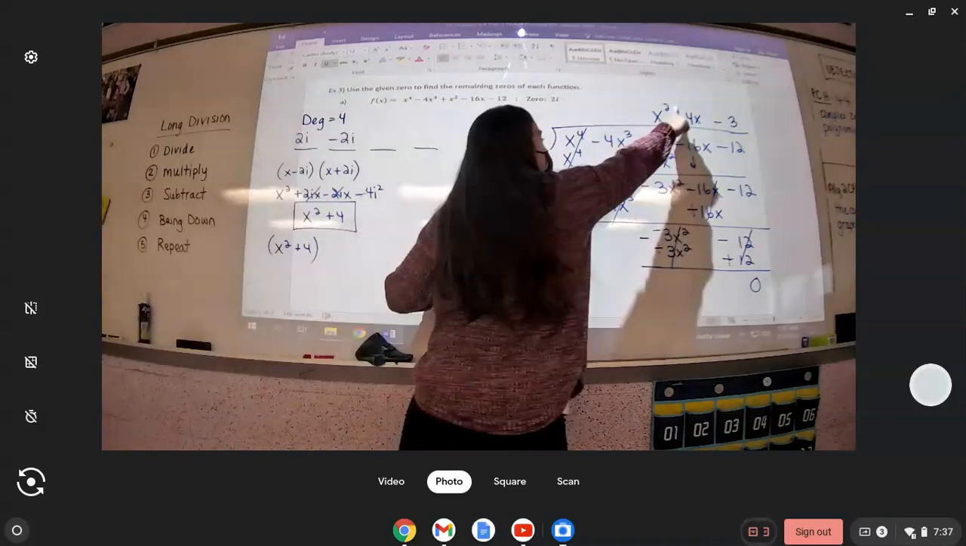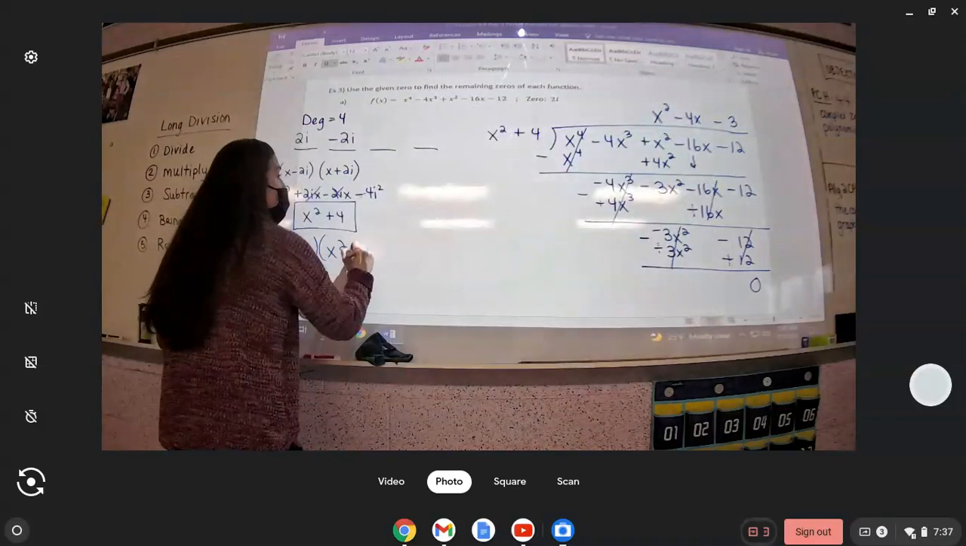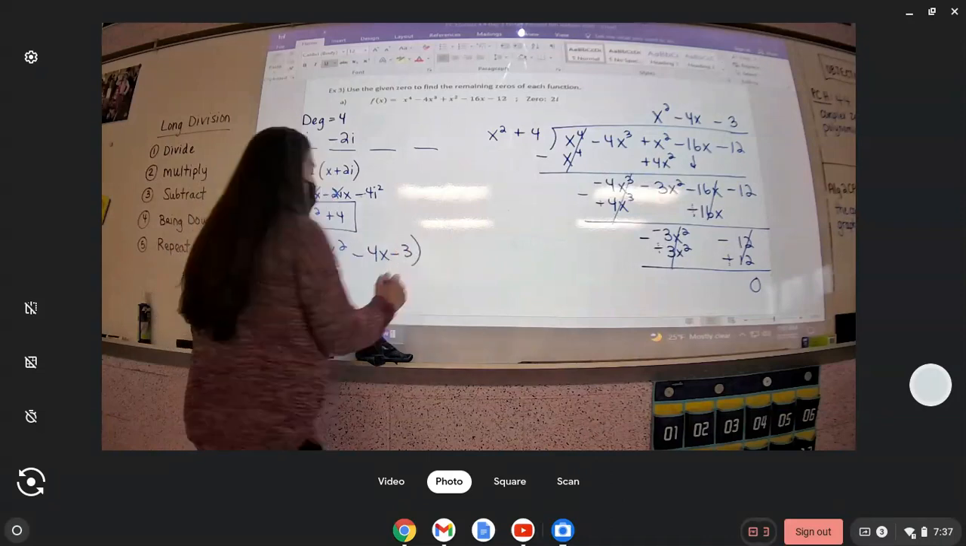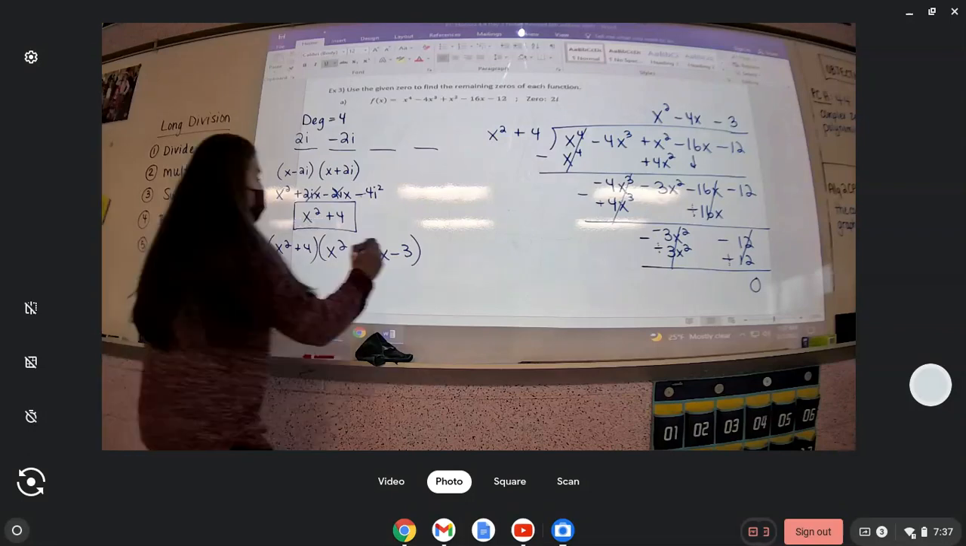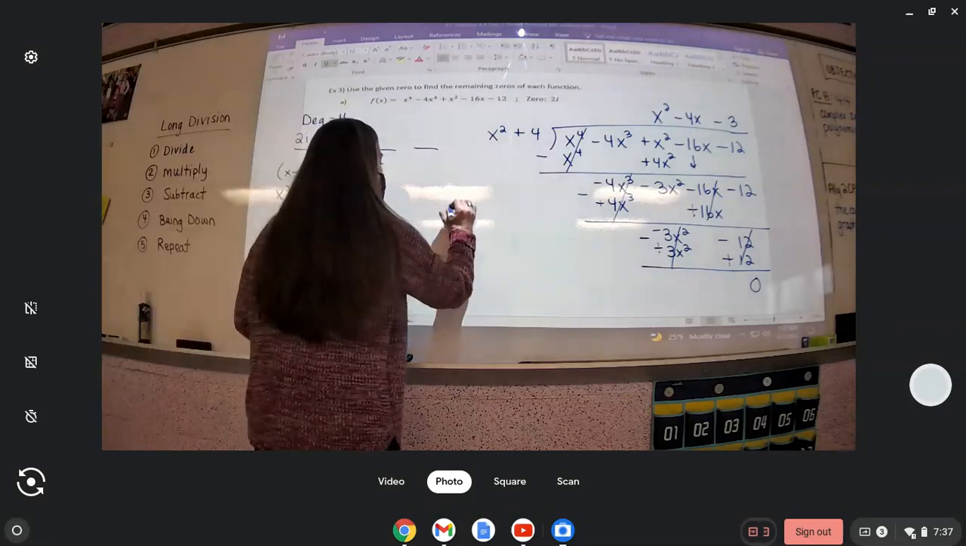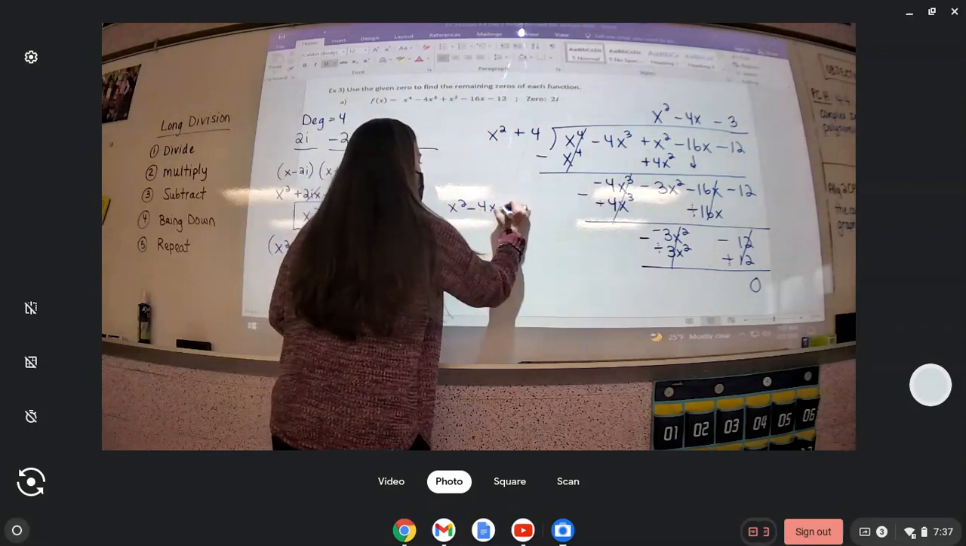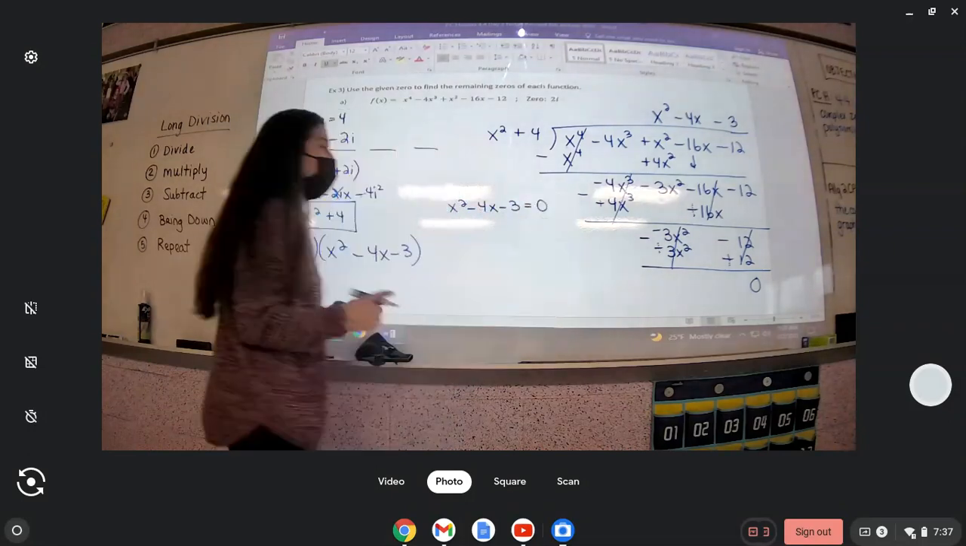And now you have another factor of your polynomial, and he will get you your last 2 zeros. So all you have to do to find the remaining 2 zeros is solve that quadratic equation. Set that quadratic equation equal to 0 and solve. Maybe it factors, maybe we have to use the quadratic formula. All right, so let's set x squared minus 4x minus 3 equal to 0 and solve.